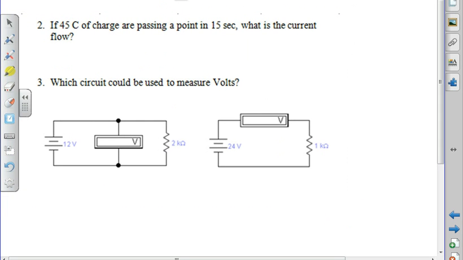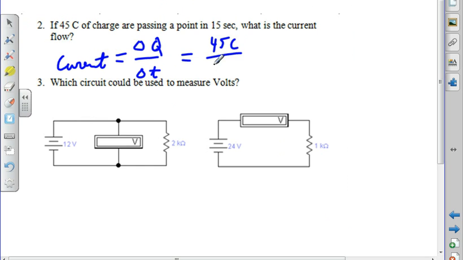Okay, well, current is the change in charge over change in time. Charge is normally a Q. So that'd be 45 coulombs divided by 15 seconds, 3 amps.